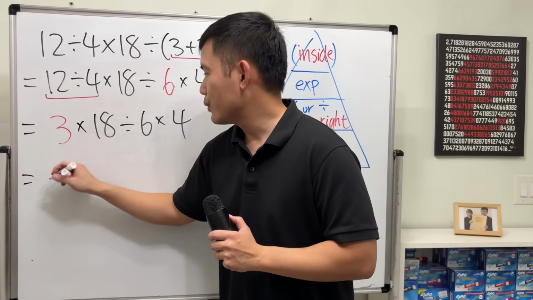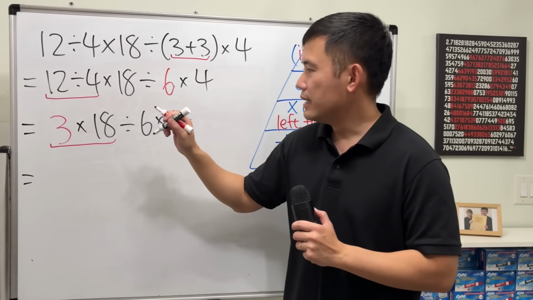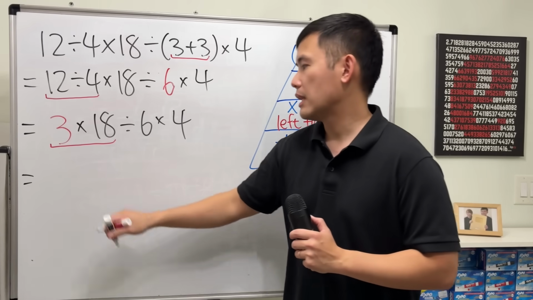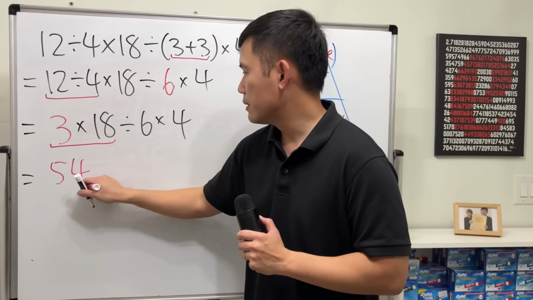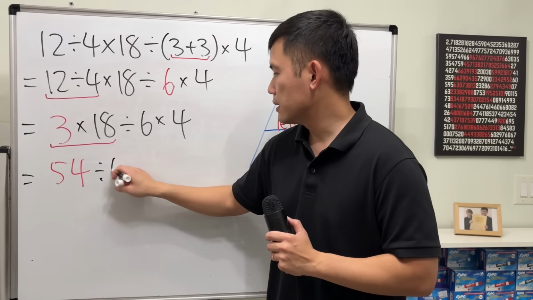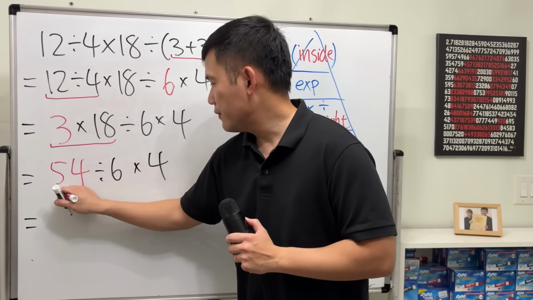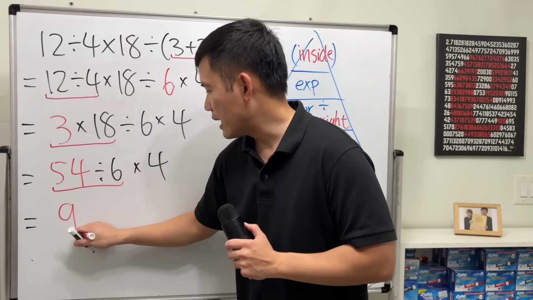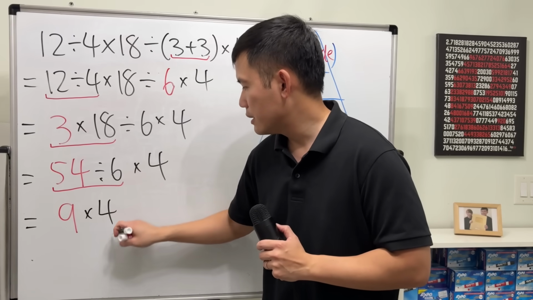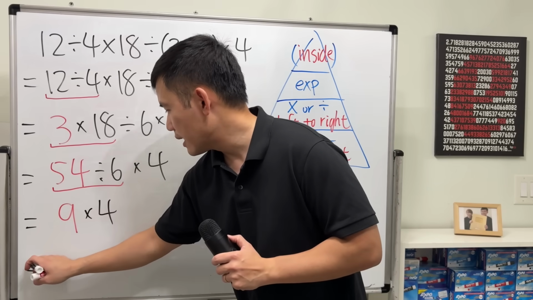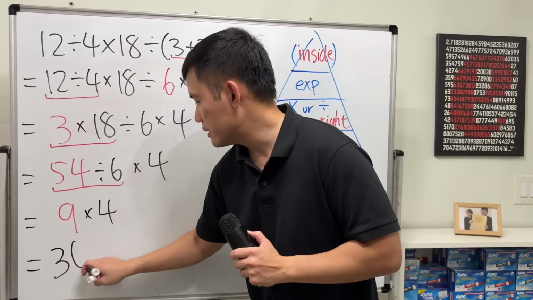Continue. Again, we do it from left to right. So 3 times 18, that will be 54. And then divided by 6. And then times 4. Continue. 54 divided by 6, which is 9. And then we multiply by 4. Lastly, 9 times 4 is 36.